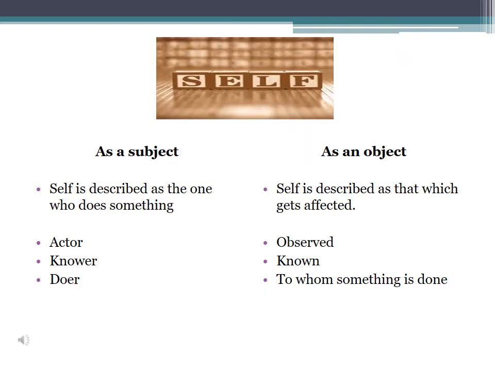In the activity that we did, there are two ways in which we could have written about ourselves. Firstly, we write about ourselves as someone who is doing something. For example, "I am eating." Here, I am doing something. On the other hand, we can write about ourselves as someone to whom something is being done. For example, if someone is appreciating me, then here I am not doing anything, but I am in turn being appreciated. Something is being done to me. This means that self can be understood as a subject as well as an object.